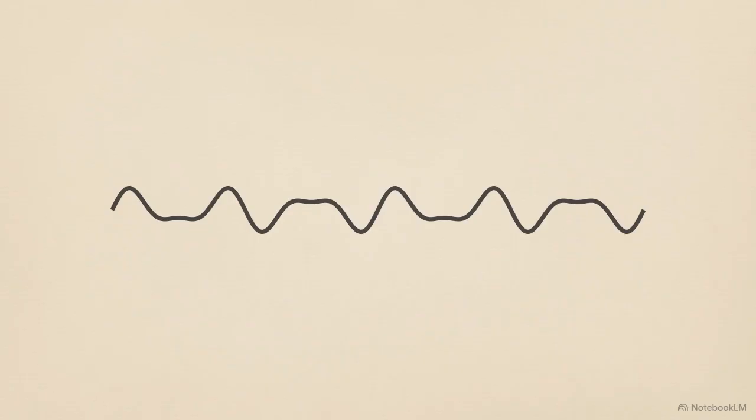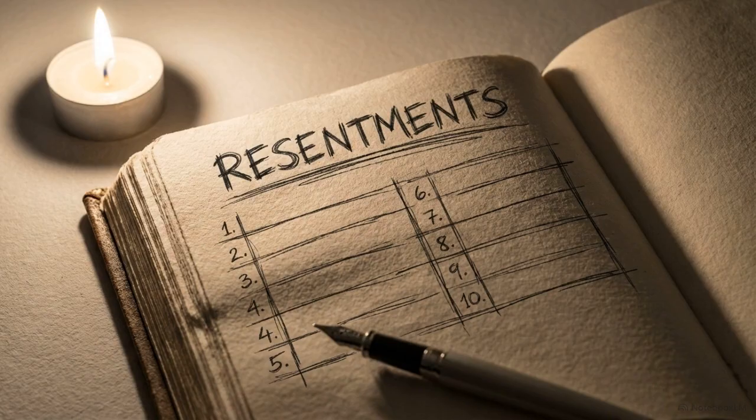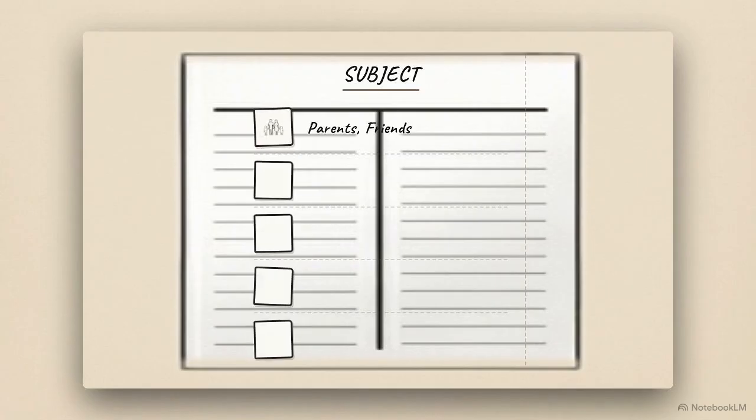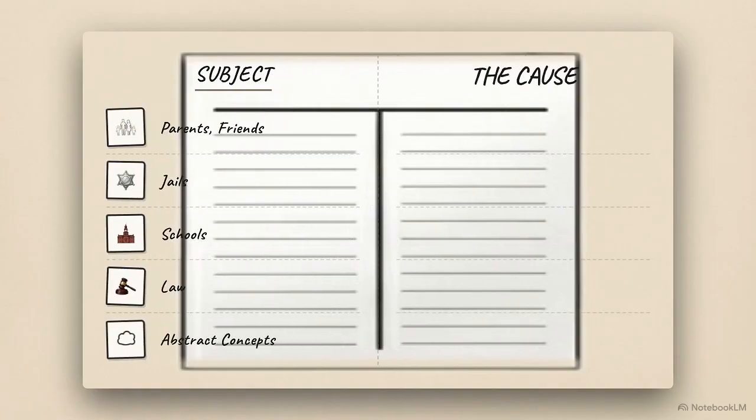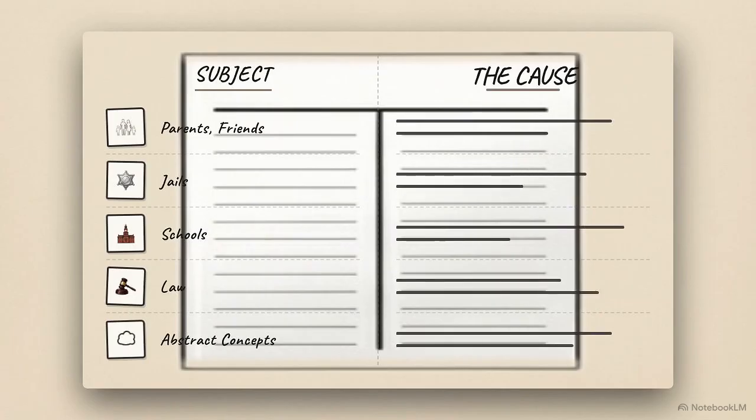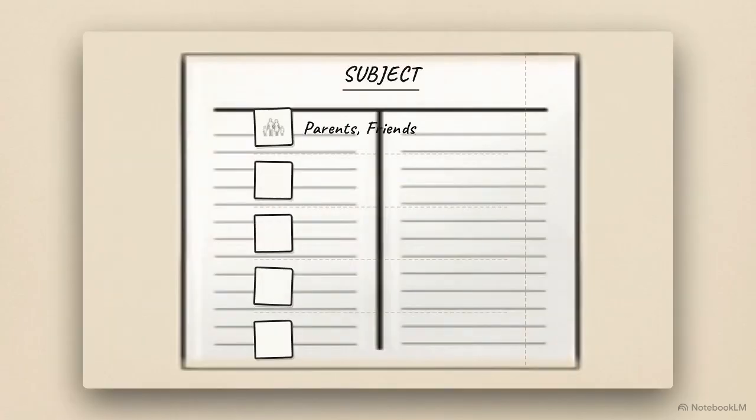While drafting, do not erase, cross out, or edit your thoughts. If a memory or feeling makes it onto the paper, leave it there. Begin by listing every person, institution, and concept you harbor anger toward. This includes parents, friends, jails, schools, and even abstract ideas like social customs or God. Next to each name, write down the specific cause of your resentment.